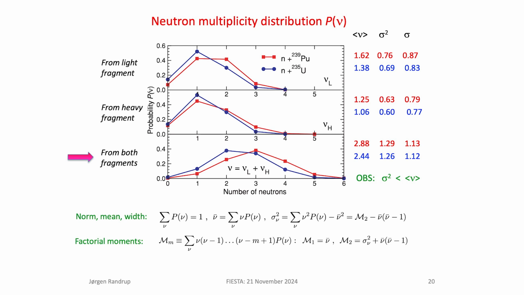Just the one thing I want to mention is that the variance is generally smaller than the mean. This means this is not a Poisson distribution at all. Right, and this comes from the fact that there's a cost for each neutron with the separation energy. Then it becomes narrower than the Poisson distribution.